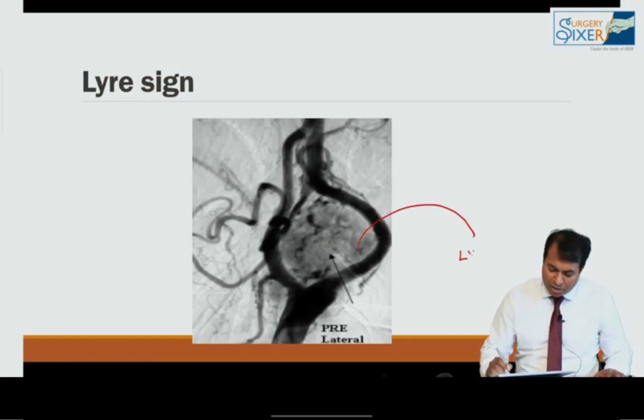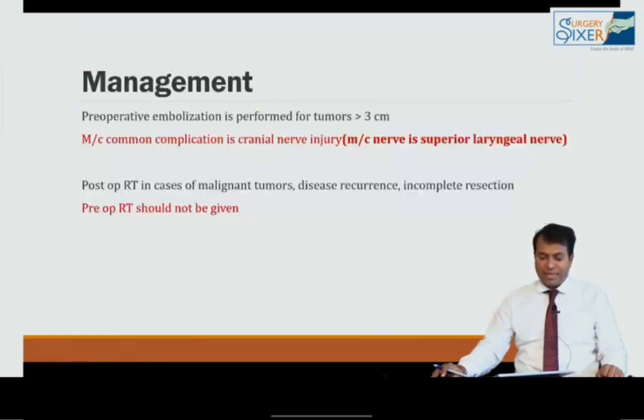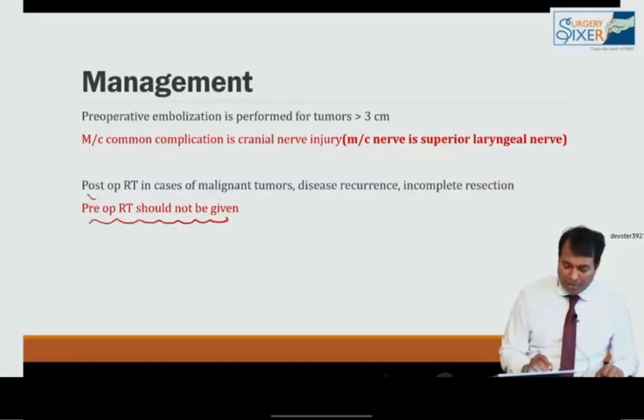So this is a 100-times-asked image-based question on Liar sign. This is angiography. Please don't forget, this is angiography. So just remember the name Chamberlain classification, and pre-op RT should not be given for carotid body tumors. Only we give post-op RT in malignant tumors.